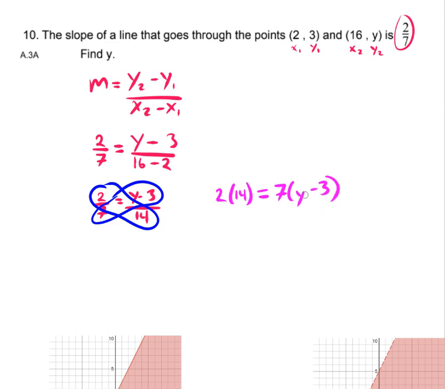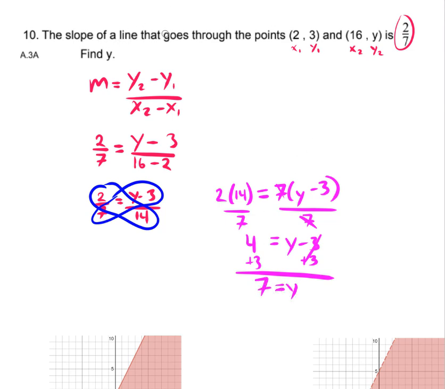Well, I still want to get this y alone, and since I have the 7 here that's being multiplied times it, I'm just going to divide both sides by 7. I cancel those out, and I get y minus 3 is equal to 2 times 14 is 28. 28 divided by 7 is 4, right? So 4 is equal to y minus 3. So at this point, I add 3 to both sides because I want to get y alone, right? And what I get is y is equal to 7.